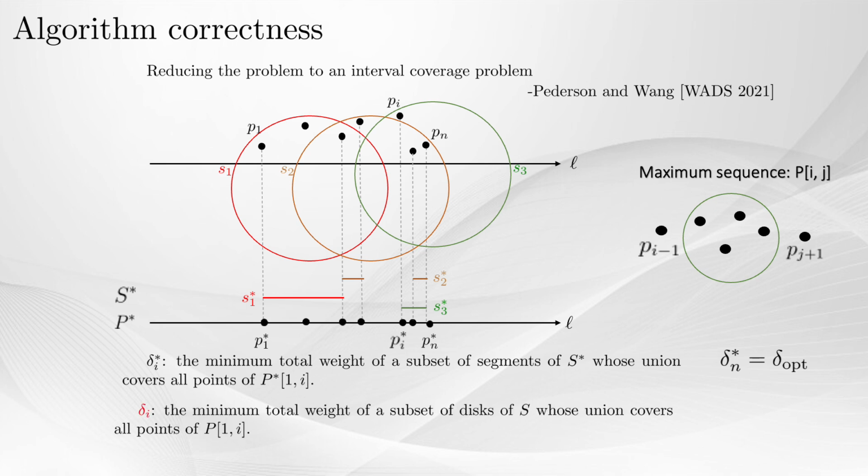And in our algorithm, we compute delta i, which is the minimal total weight of a subset of disks of S whose union covers all points of P from point 1 to point i. Then we prove that delta i equals delta i star by induction. Then we have delta n equal to delta n star, which means delta n is also delta OPT. So our algorithm can also find the optimal solution by returning delta n.